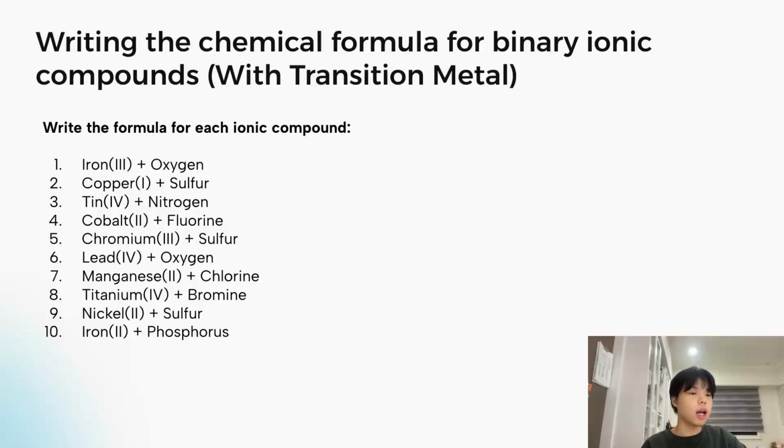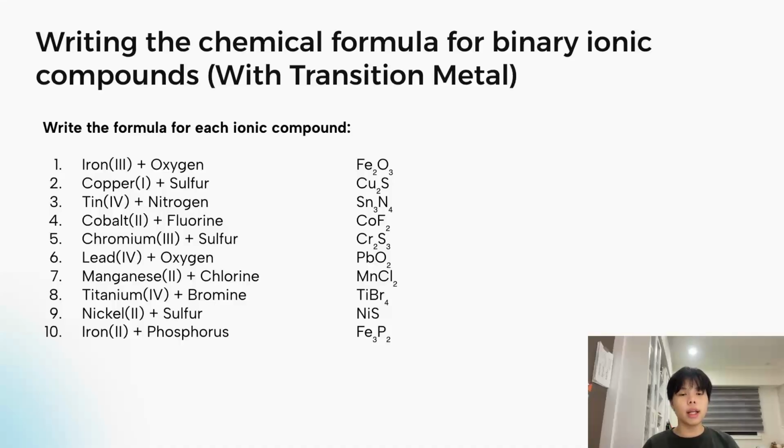So this is the answer. If you follow our method of first identifying the charge for the cation, which is the transition metal, then we do the crisscross, then reduce, then you should be correct in all these.